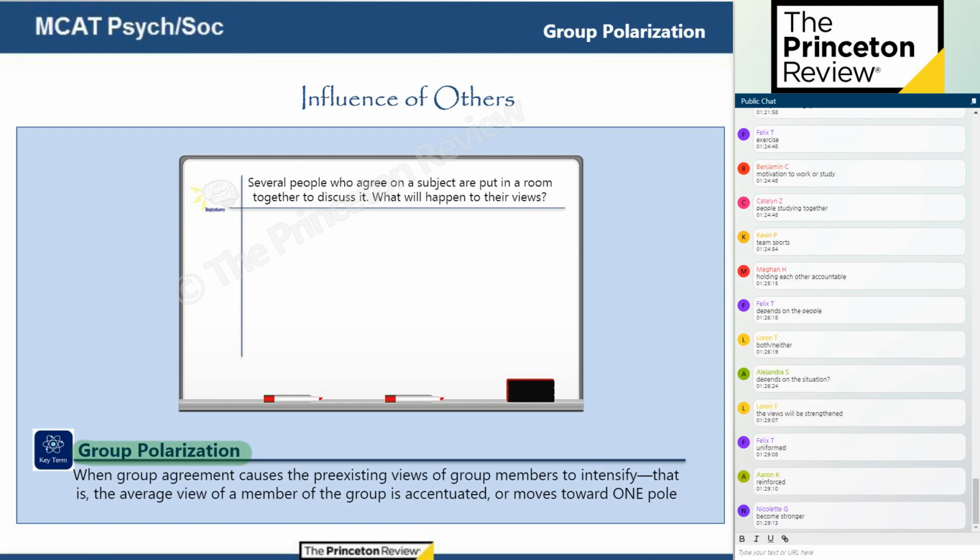Okay, it's when pre-existing views of members intensify or move more strongly toward one pole of a polar or a dichotomy.